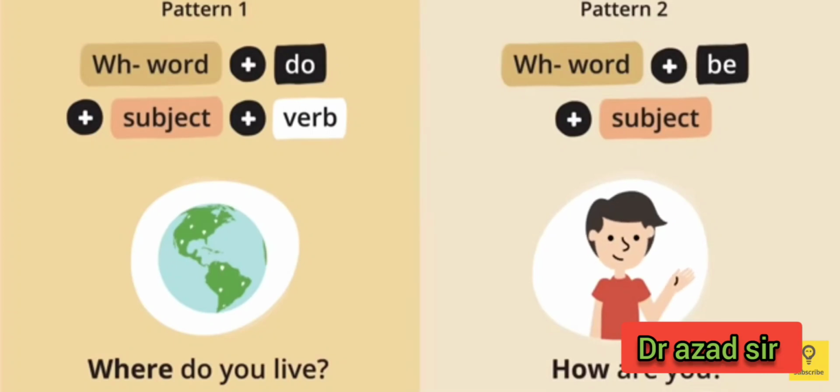Note that be changes forms with different subjects. For example, how am I? How is he? How is she? How is it? How are we? How are they? How is your brother? How are your brothers?